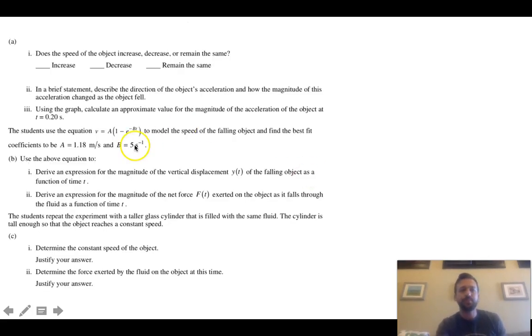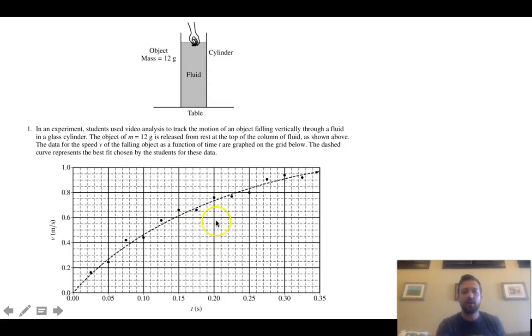Okay. Then, using the graph, calculate an approximate value for the magnitude of acceleration of the object at point 2. So we need to approximate what the acceleration is right here. Let me grab my pen, and we are going to approximate the acceleration here. Now I want to draw a tangent line to this dotted line. It's kind of hard to draw with this pen that I have here, but it looks like it would go something like this, yeah?